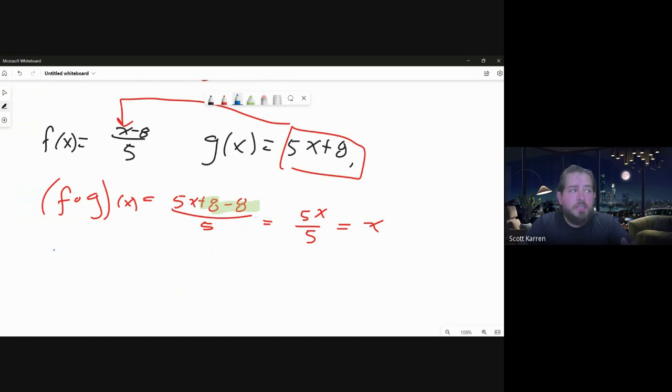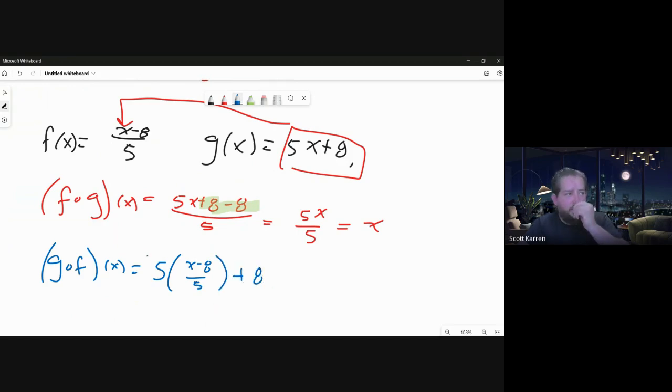Likewise, I should be able to take g composed of f, and it should also simplify down to x. And so let's try that. I'm going to take 5 times, instead of x, I'm going to plug in f, so (x minus 8) over 5, and then plus 8. But the 5's cancel here. That leaves me with x minus 8 plus 8. But minus 8 plus 8 is 0, x plus 0 is x, and I'm done.